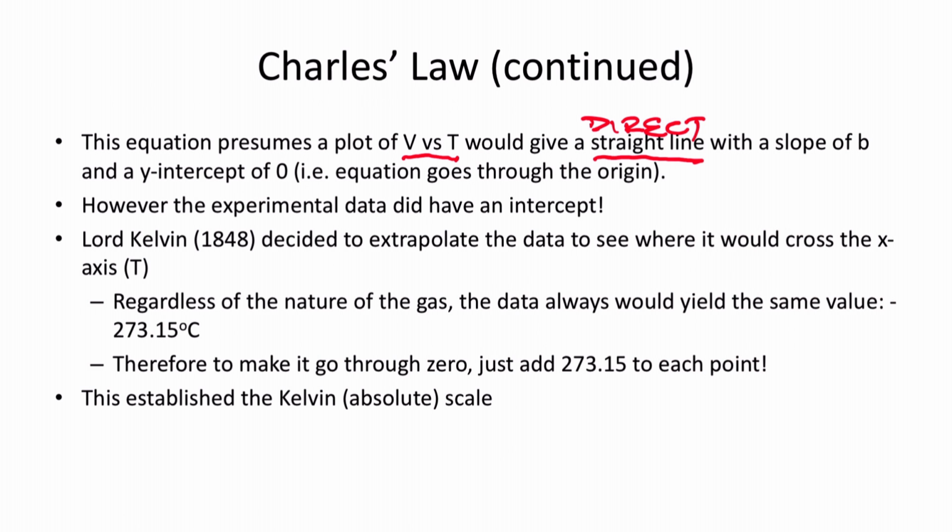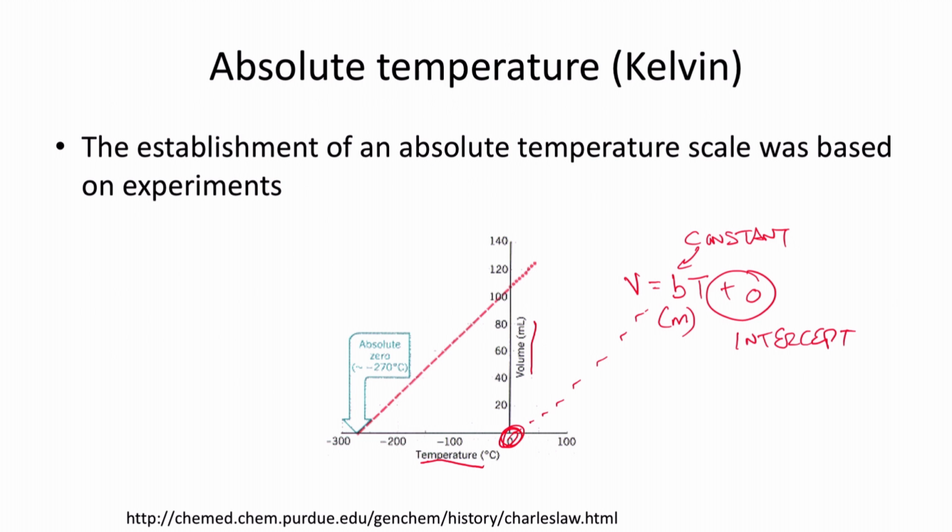Okay, but that's not what they actually observed. The experimental data did have an intercept. If you go back to this graph, you can see that the intercept is right here at about negative 273 degrees Celsius. This puzzled people for a while until a man named Lord Kelvin came on the scene, and Kelvin came up with a solution to the problem.